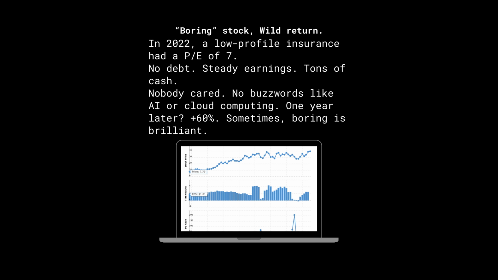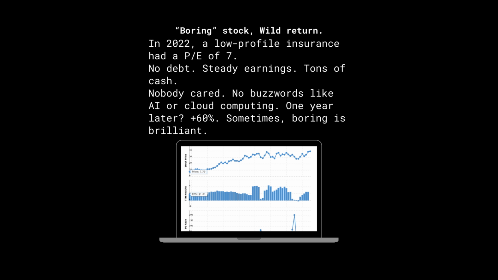Example 1, the legit low PE. Back in 2022, a small cap insurance company was trading at a PE of just 7. Earnings were stable, the company had no debt, and it was sitting on a pile of cash. The reason it was cheap? Investors were not paying attention.